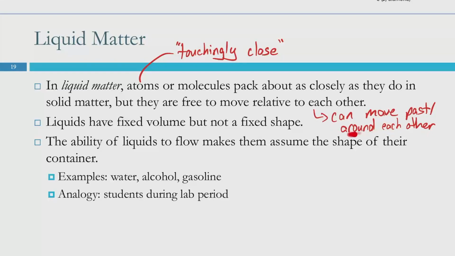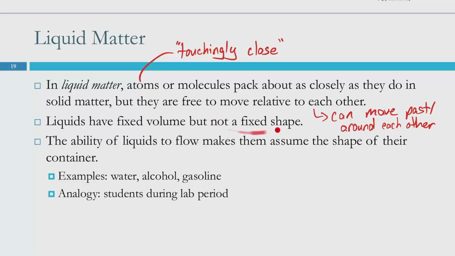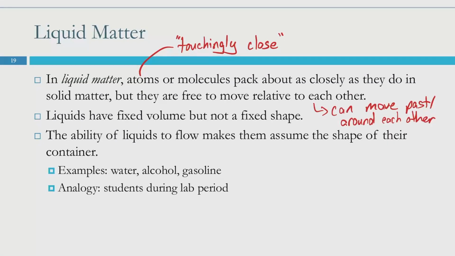But because they can move past and around each other, they do not have a fixed shape. So that's why when you spill water on your desk or elsewhere, right, it spreads out, it moves, it slides, it glides, all that good stuff. And that ability to flow is what makes them assume the shape of their container.